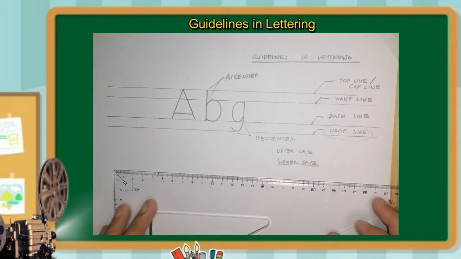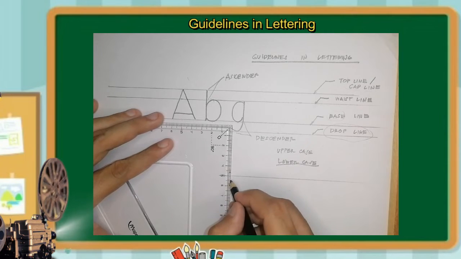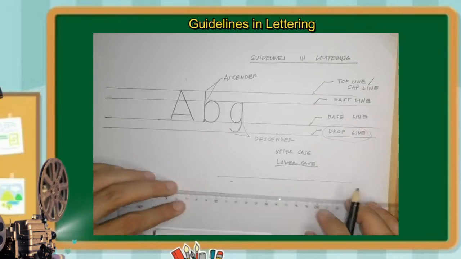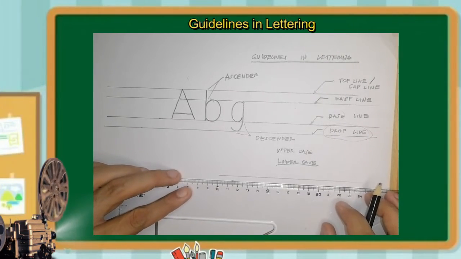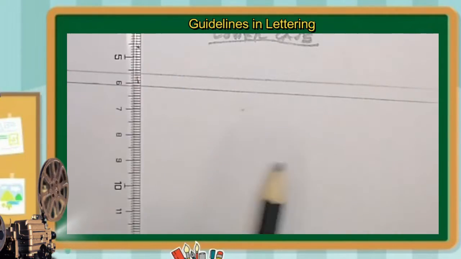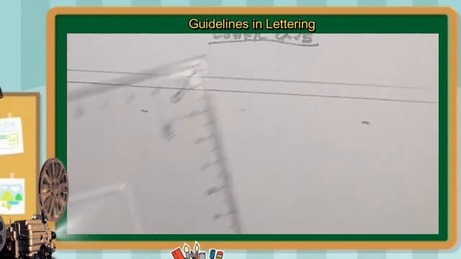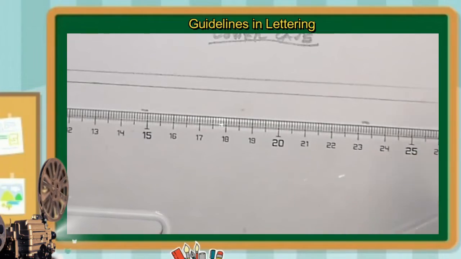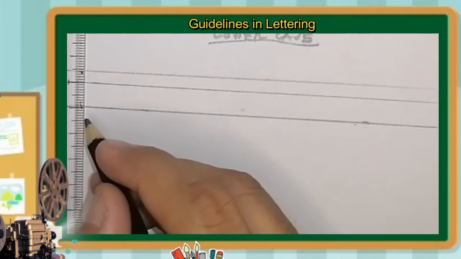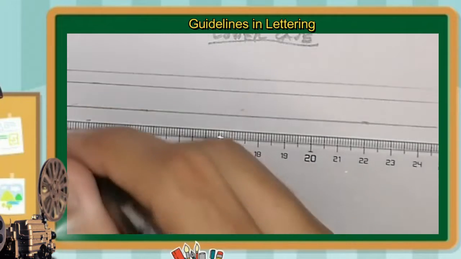I will be giving you another example, and I will be using another height. Example, 5 mm. This is the top line and then waistline. The distance from top line to waistline is 5 mm. Of course, times 2 ko lang dito yan for my baseline. And then I will just replicate the size from top line to waistline for me to get my drop line.